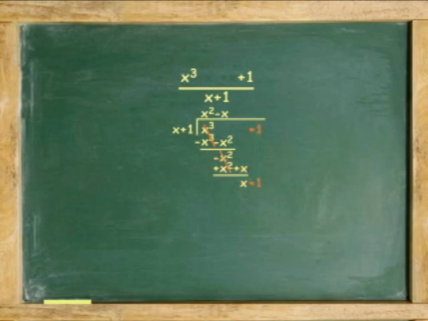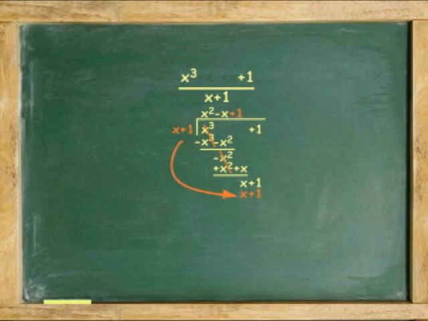Now bring down the positive 1. Divide x by x and the result, 1, is placed above in the quotient. Multiply 1 by x plus 1 and get x plus 1. Subtract. This is the end of the third cycle with no remainder.